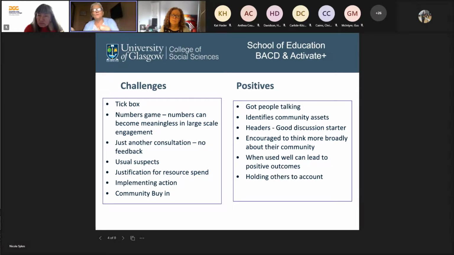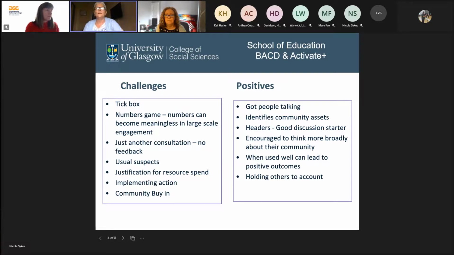But the other side of that was, what were the things that were really positive and what did they gain out of that? For them, it's a fantastic tool for getting people talking. And it identifies the assets in communities as well. So as well as some of the areas that need some consideration, it identified the absolute treasures that were there in communities, and there's a feel-good factor in that. The headers and prompt questions were good introductions to discussions, and it got people thinking more broadly about their community.